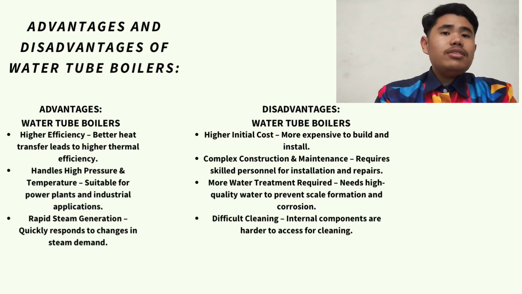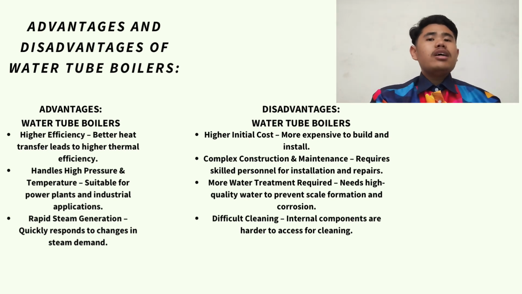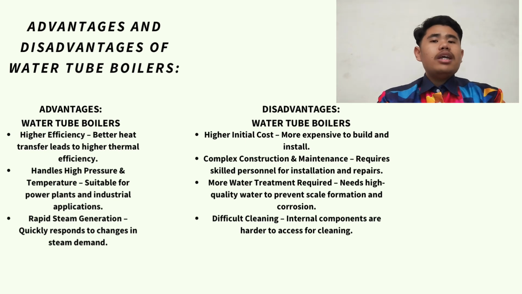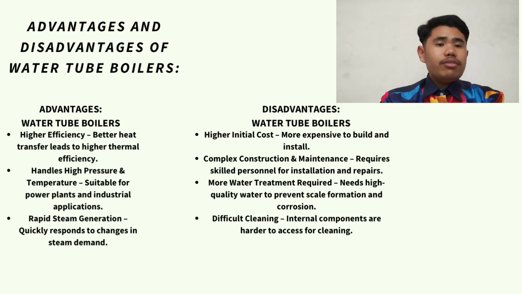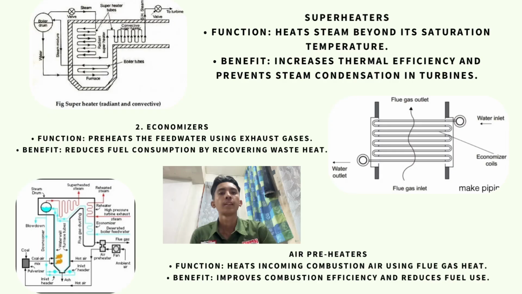And the disadvantage for water tube boilers is higher initial cost, more expensive to build and install. Next point is complex construction and maintenance, requiring skilled personnel for installation and repair. Next point is more water treatment required, needing high quality water to prevent scale formation and corrosion. And finally, difficult cleaning. Internal components are harder to access for cleaning.